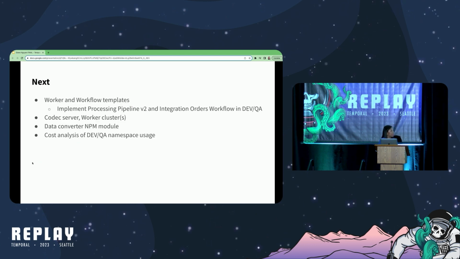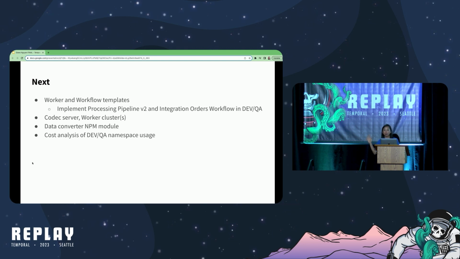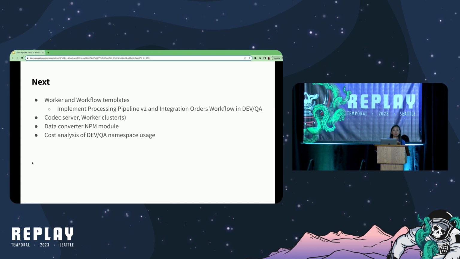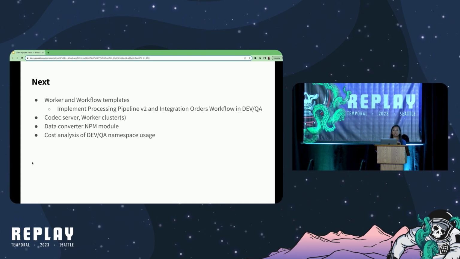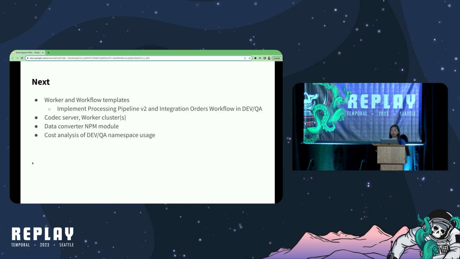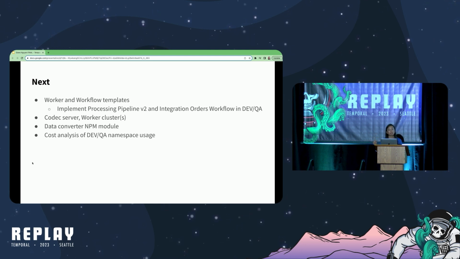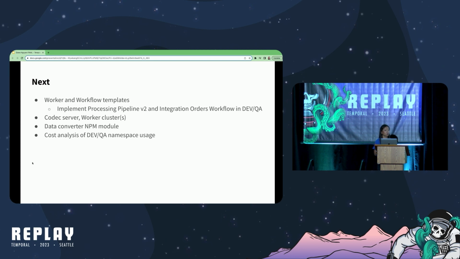So in terms of our immediate next steps, if it's not obvious already, we're not actively using Temporal Cloud yet. So we're going to create worker and workflow templates to be used by our engineering teams. Those templates will serve as a basis for implementing the new processing pipeline / battery workflow, as well as the integration orders workflow. We're also going to stand up a codec server with an endpoint, as well as worker clusters.